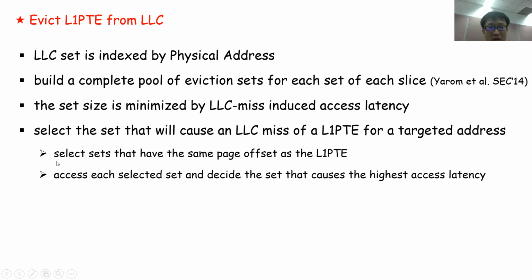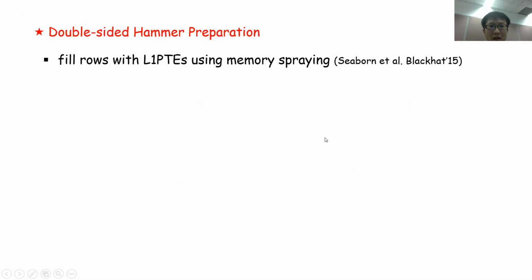In this procedure, we first select eviction sets that have the same page offset as the level 1 PTE. We then access each selected eviction set and measure the access latency of the target address. The eviction set that causes the highest access latency is the one we are looking for, because this eviction set will cause the LLC miss of the level 1 PTE.